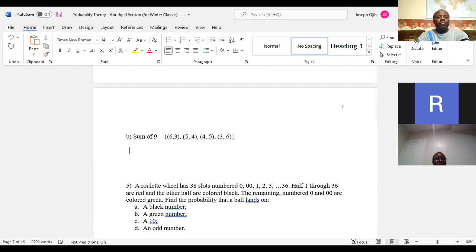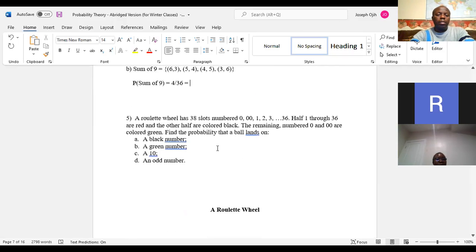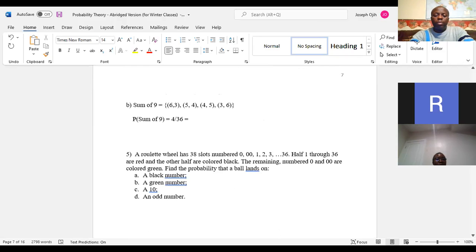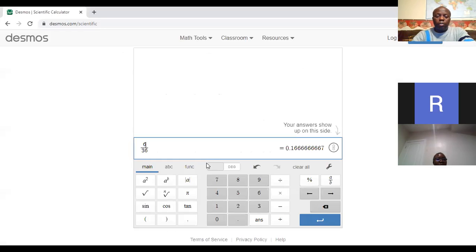So the probability of getting a sum of 9: we have 1, 2, 3, 4 possibilities, so 4 over 36. That comes to 0.111, which is basically about 11%.